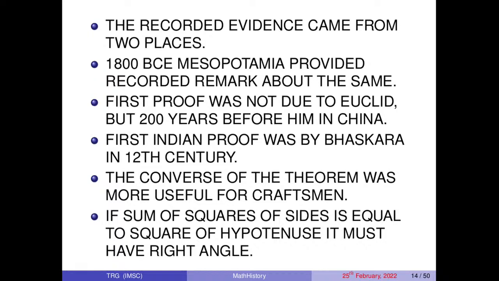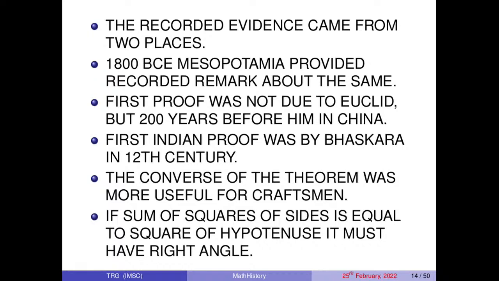The first proof was not due to Euclid. Euclid was the person who proved it after Pythagoras stated it. But this is 500 BC for Pythagoras, 300 BC for Euclid, or 400, I don't remember the time exactly. But 200 years before that, it was there in China. The proof was there in China, and I'm going to give that also. So the proof was there in China 200 years before Euclid, and explicitly.